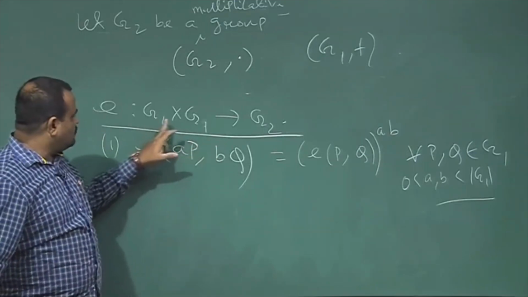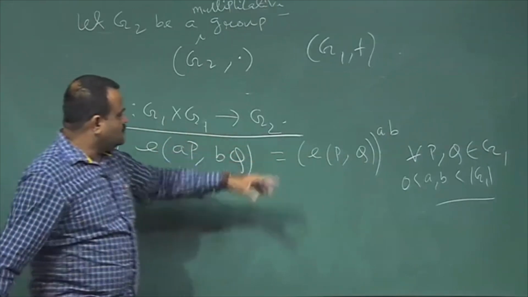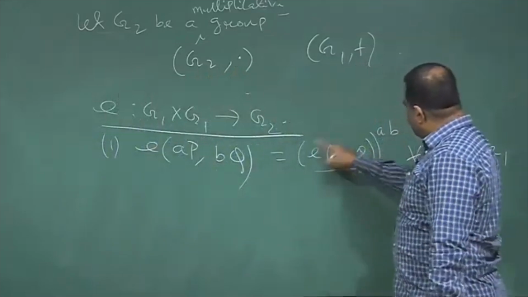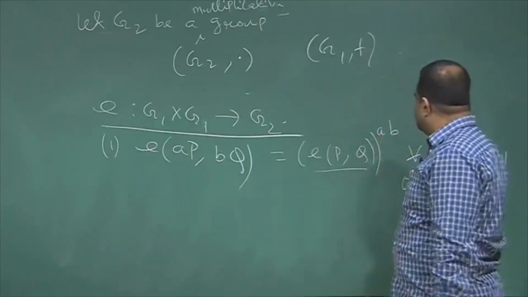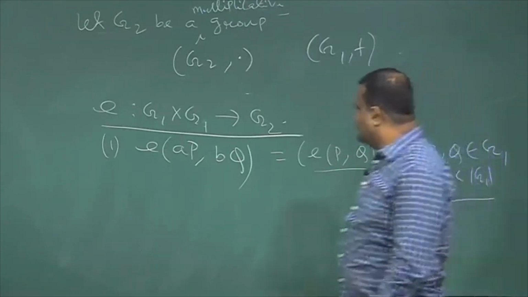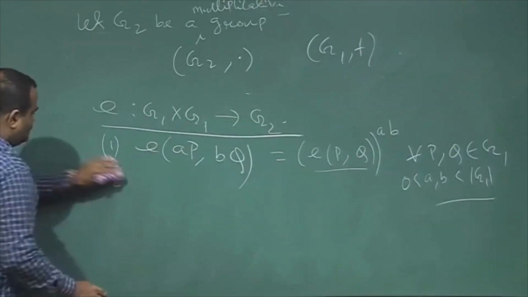So this is a function from G1 cross G1 to G2. Then the result will be an element in G2, and this is in the multiplicative sense, so it should be written as E(P, Q) to the power ab. Okay. So this is one property, and the second property is the degenerate property.